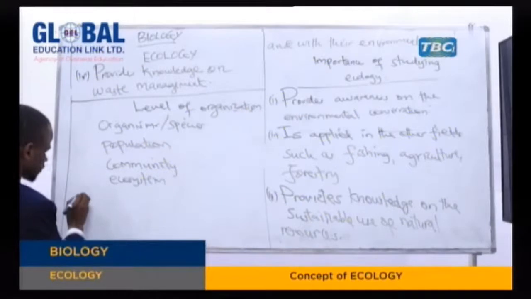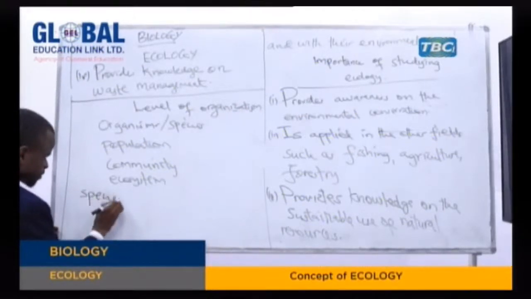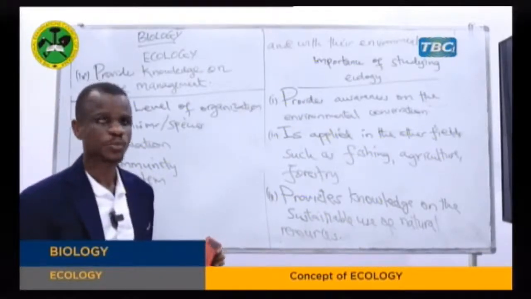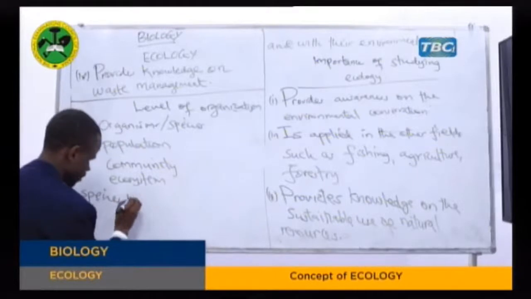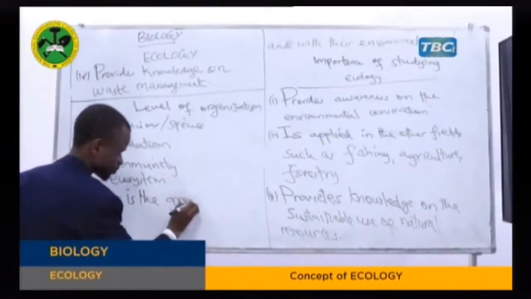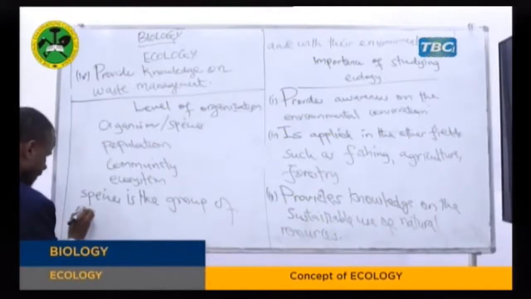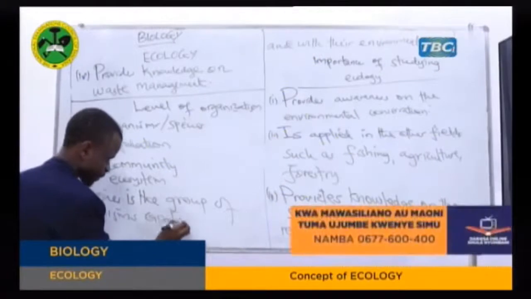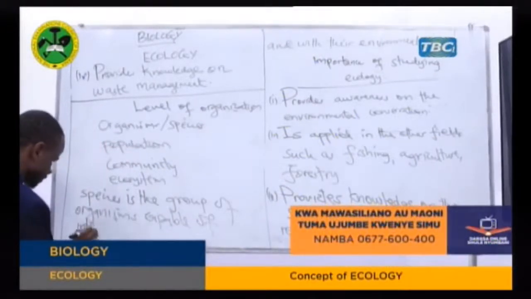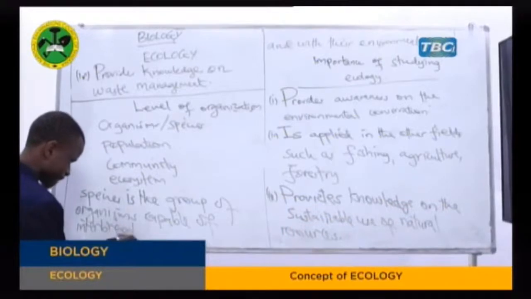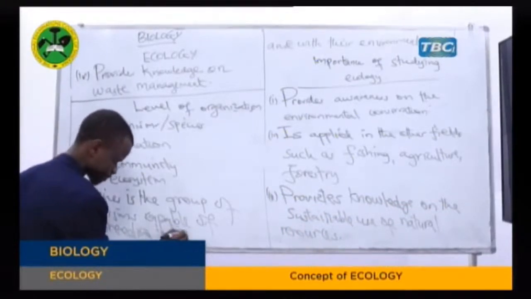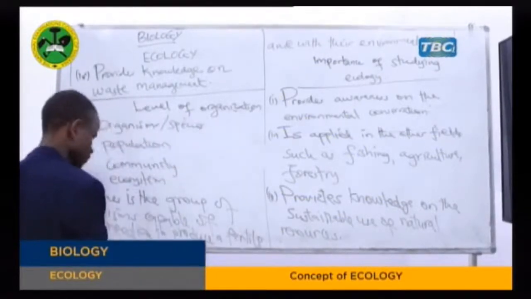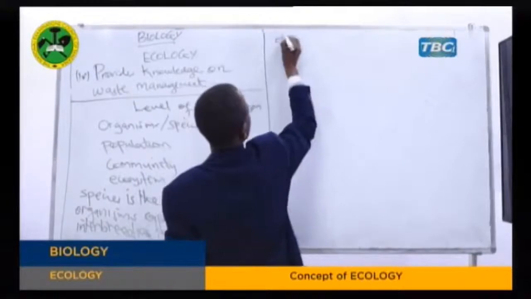My student, species is a group of organisms capable of interbreeding to produce a fertile offspring. Therefore, this is a group of organisms capable of interbreeding to produce a fertile offspring.